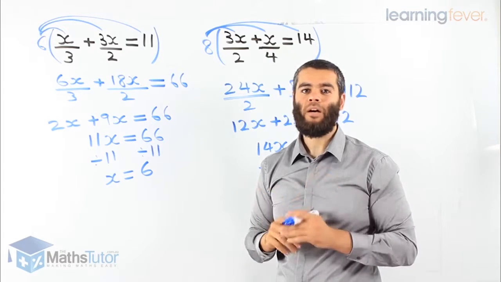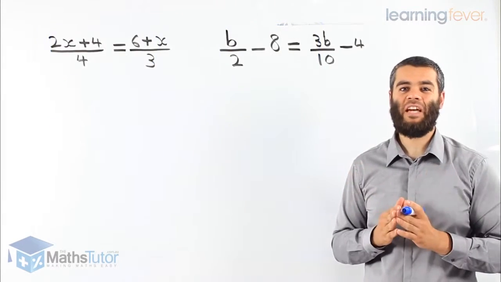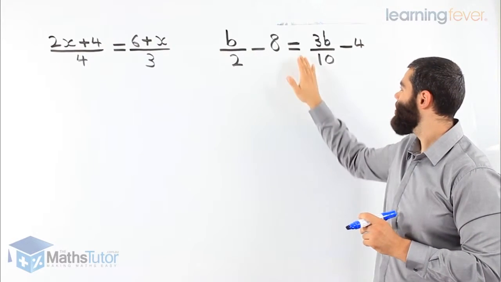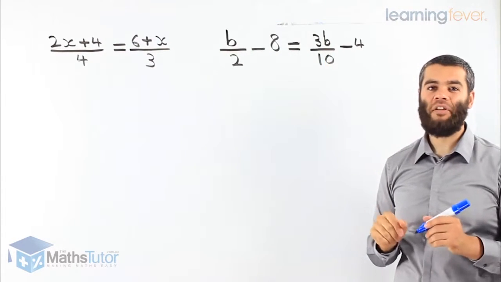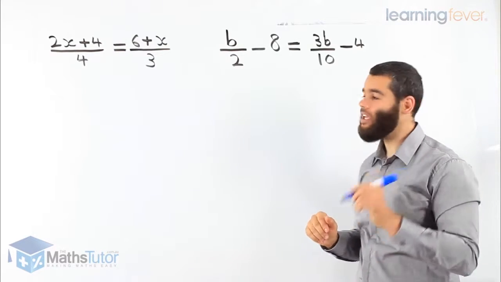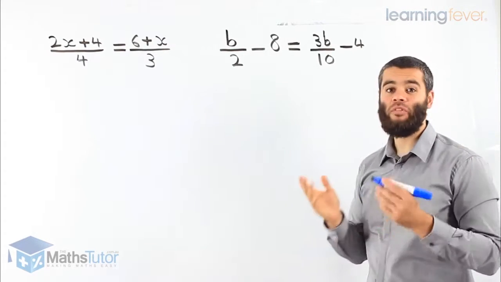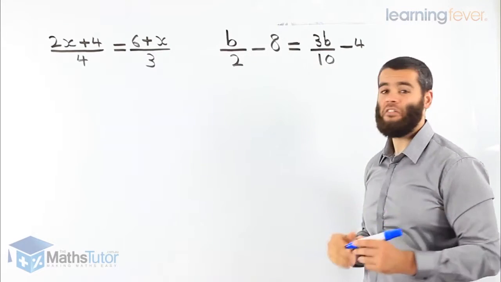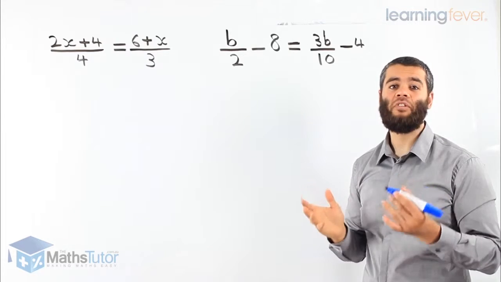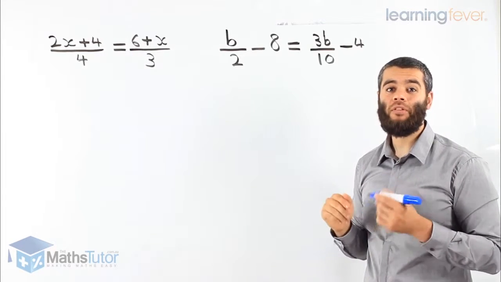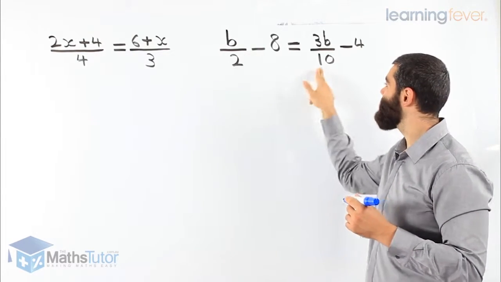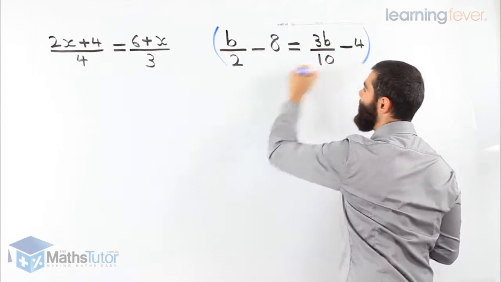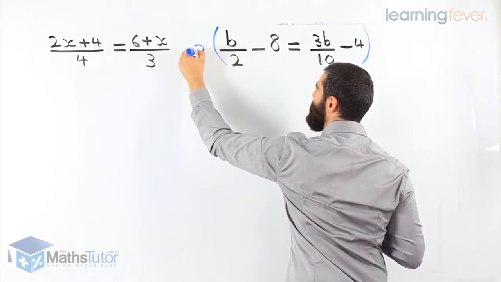Hopefully after them you'll become a master. The next example, let's see this one. b over 2 minus 8 equals 3b over 10 minus 4. Once again, you can recognize and identify it's an equation with fractions with 2 denominators. Sometimes we can even have 3 denominators. It doesn't really matter, as long as we multiply the denominators together first. 2 times 10, 20. We multiply the whole equation, everything, by 20.